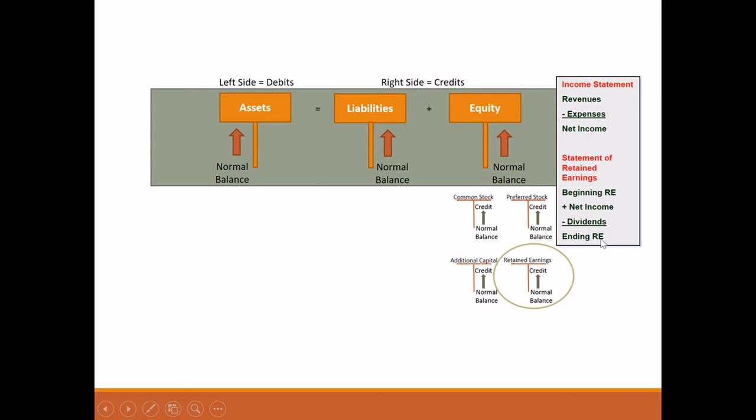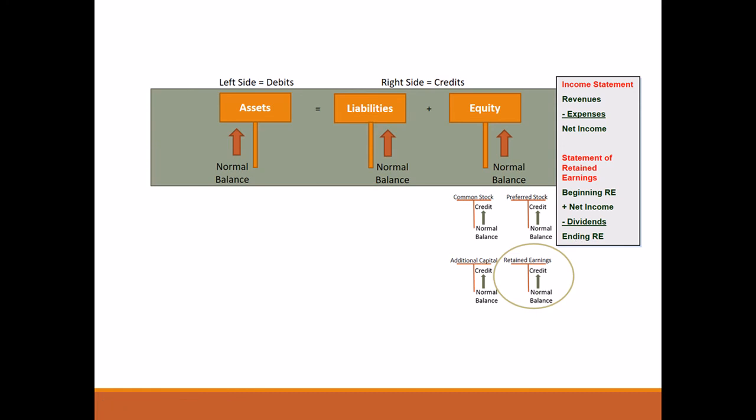How we get ending retained earnings on our statement of retained earnings is we first take our beginning retained earnings, the beginning of the year, and we add in our net income, so therefore we're actually adding in revenues, but then taking out any costs or expenses of our business. Next, we subtract out any dividends or distributions to our stockholders, and that gives us our overall ending retained earnings.